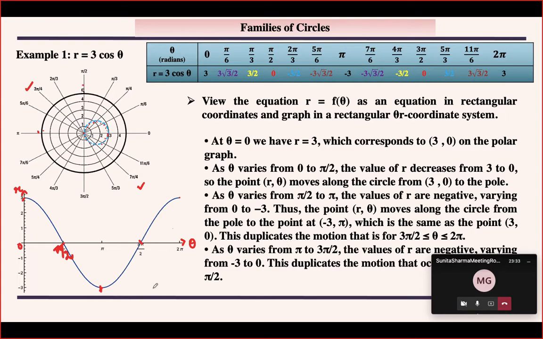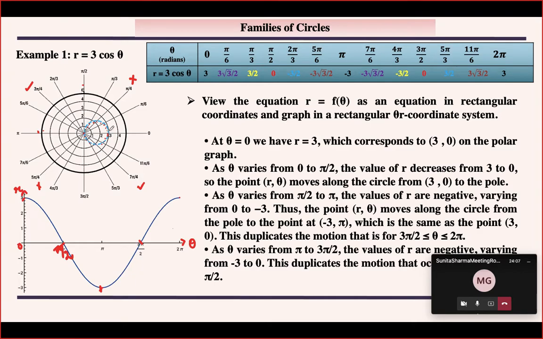Okay. Now, next we move on from pi to 3 pi by 2. When we move from pi to 3 pi by 2, it is changing from minus 3 to 0. But if you look at this, pi to 3 pi by 2 means it should be in the third quadrant. But because your r is still negative, that means we'll come back to our first quadrant. And here when I'm changing from 3 to 0, it is basically giving me the same branch.